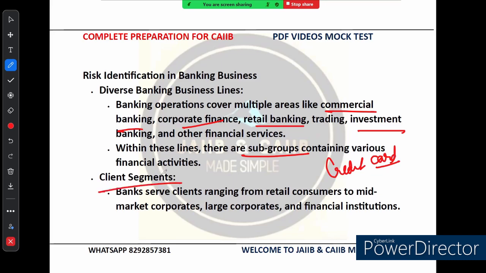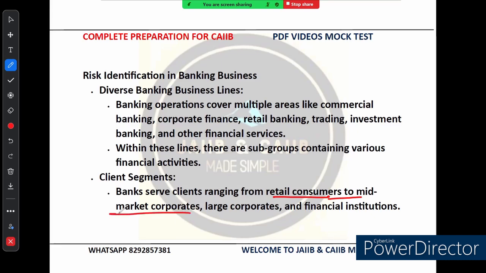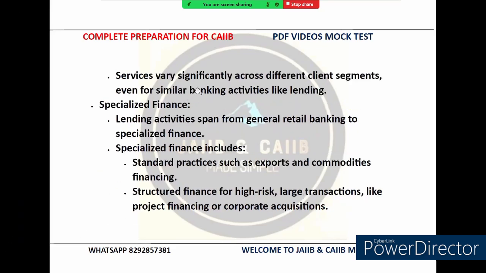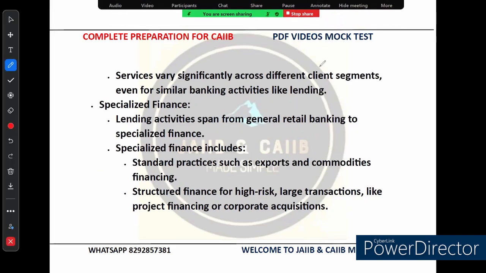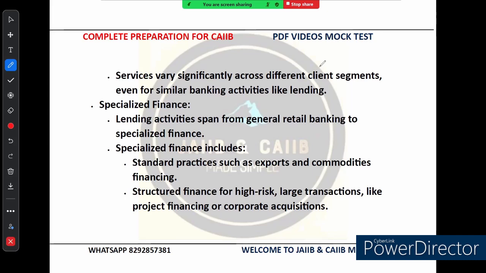So banks don't just serve one kind of client, they work with everyone, from everyday people like us who are retail customers, right, to small and medium sized businesses, which are called mid market corporates, to large corporations, and even other financial institutions. And what is interesting is that the same service, like giving out a loan, can look very different depending on who the client is, right. So service varies significantly across different client segments.